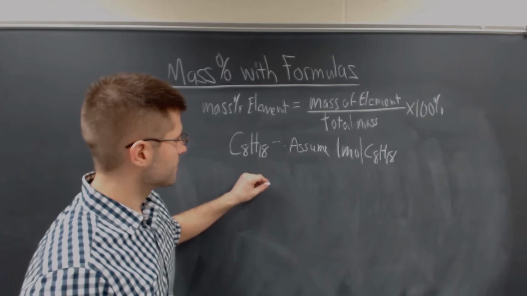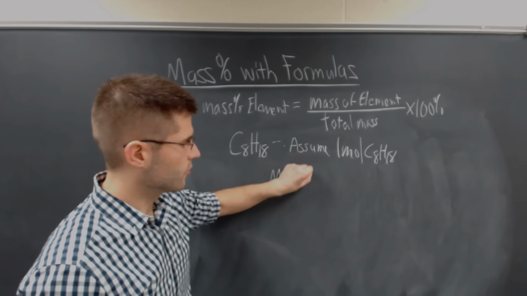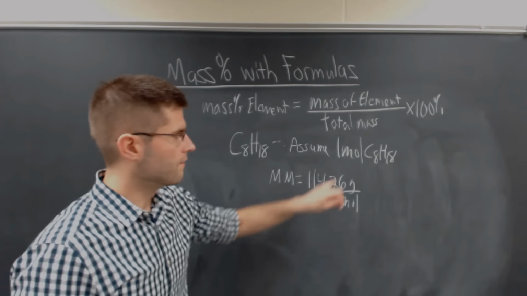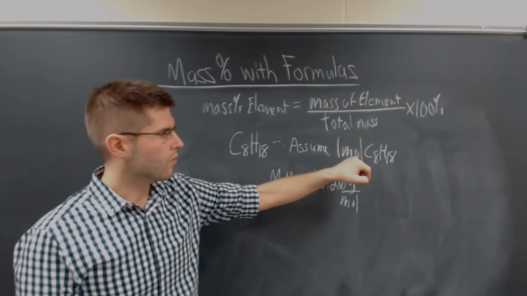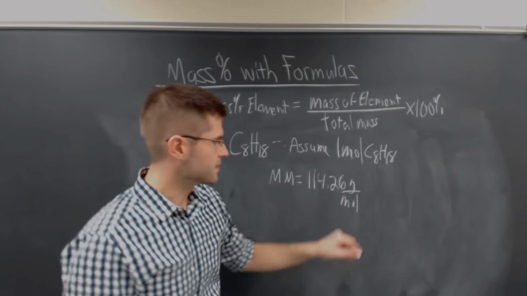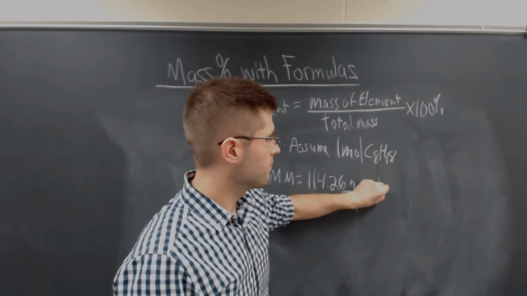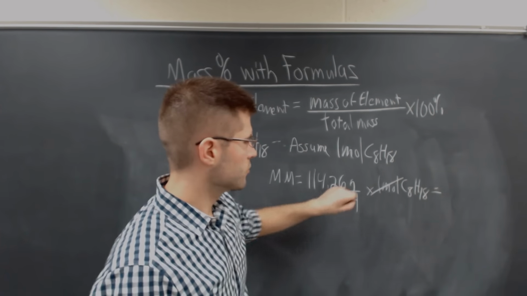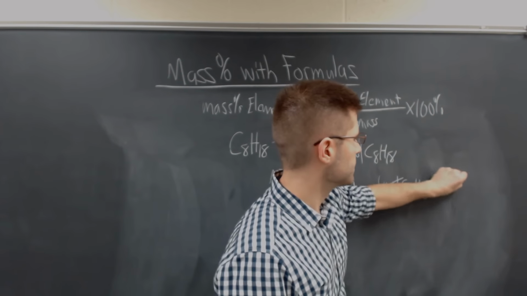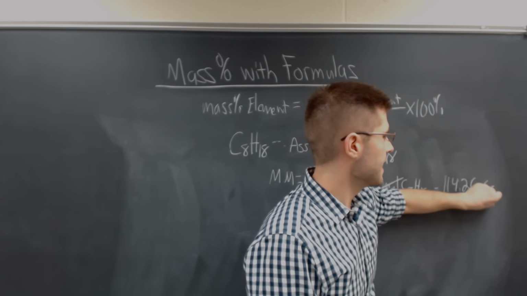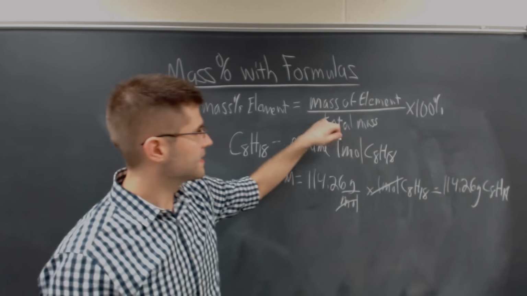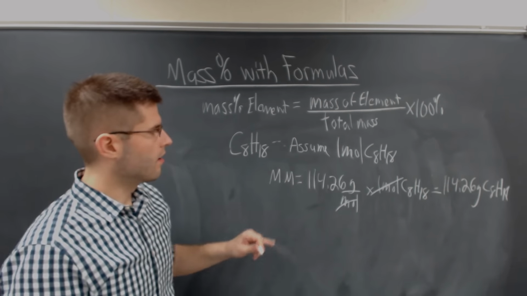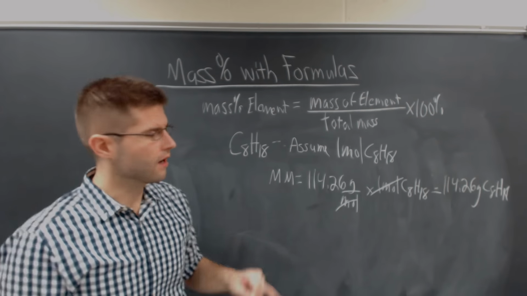So if we have the molar mass of octane, molar mass is equal to 114.26 grams per mole of this octane, and we multiply by 1 mole of this octane, we know we're going to end up with grams. So let's multiply this by 1 mole of C8H18. The moles cancel, we're left with grams, and now we have 114.26 grams of C8H18. That is our total mass. Now we have to perform the same type of calculation and find the mass of the carbon. Let's say we're finding the mass percent of carbon here.